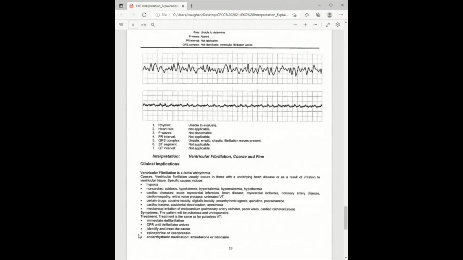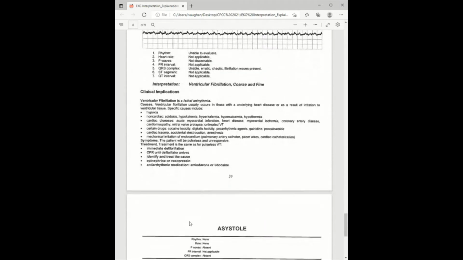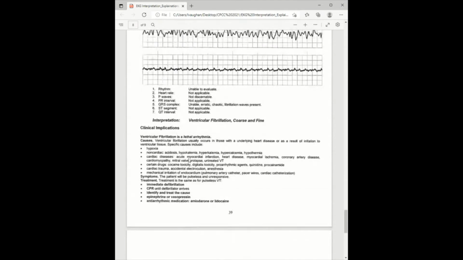Ventricular fibrillation, that's going to be our immediate defibrillation. So if you want to highlight that or asterisk that on your sheet. And our ventricular fibrillation most commonly leads to sudden cardiac death. I don't see that on your notes, so if you want to write that in on your sheet, ventricular fibrillation most commonly leads to sudden cardiac death.